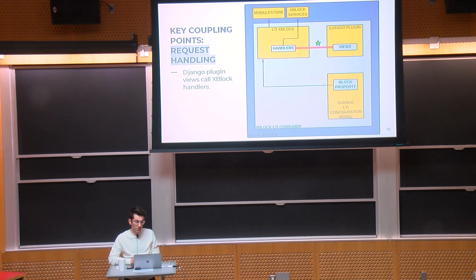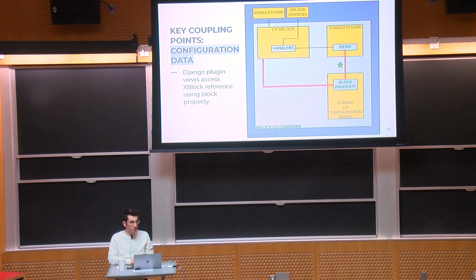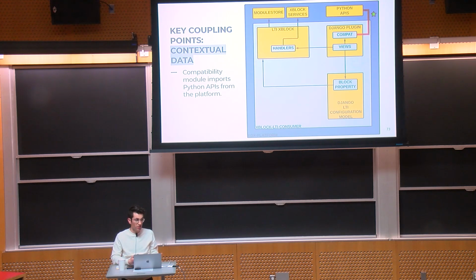And that brings us to the second coupling point, which is configuration data. The plugin views accessed this XBlock reference, the block property, to grab configuration data from the XBlock. And then thirdly, contextual data came from Python APIs imported from the platform. And this was done through this compatibility module, which imported the Python APIs and then was used by the views. Obviously, this means that anywhere that these APIs don't exist, you cannot really run LTI or do an LTI 1.3 launch because you need this data.